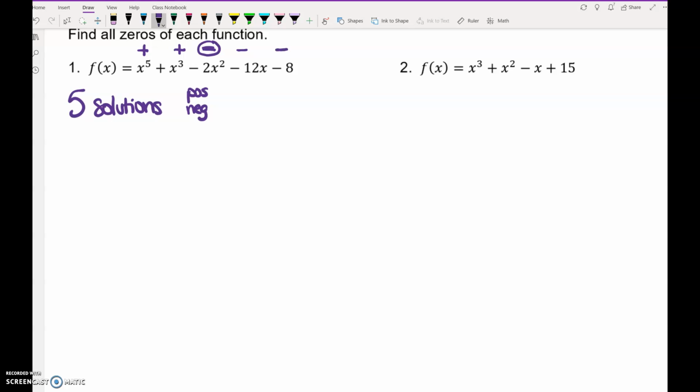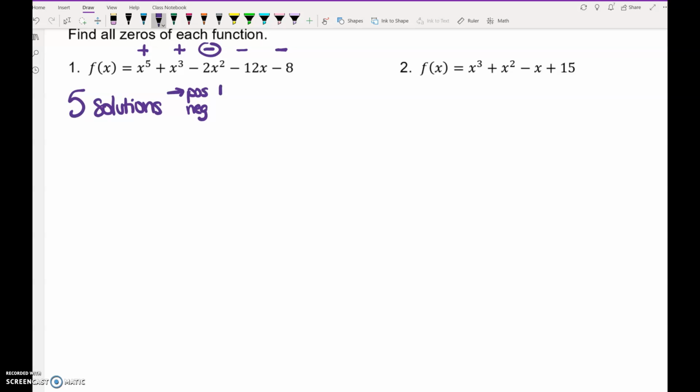This one is still negative. And this term is still negative. So we changed from positive to negative once and stayed negative. That means one sign change. That means one possible positive solution. The number of sign changes always tells you the number of positive solutions.